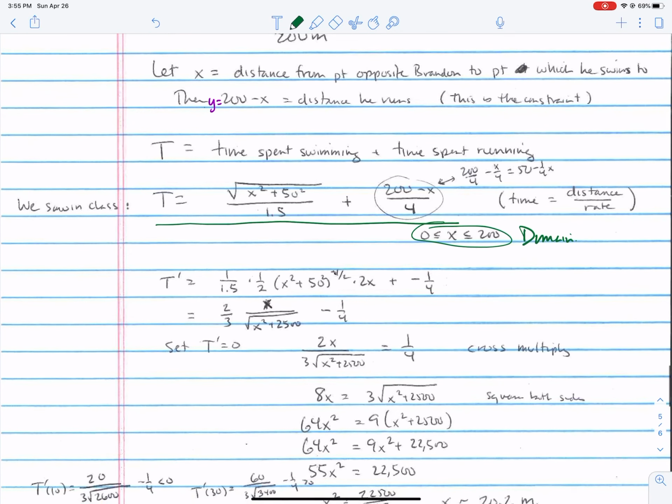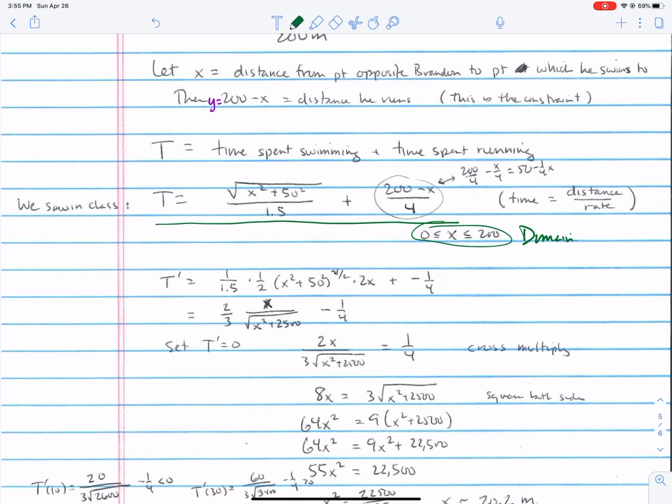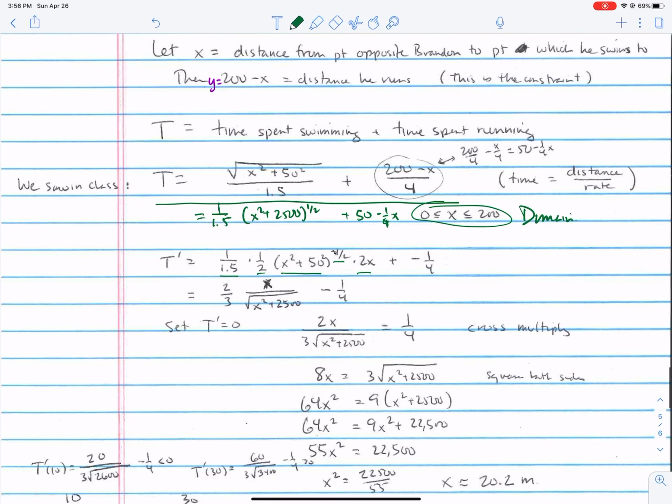And now I'm ready to use calculus. I'm going to use the chain rule to calculate the derivative here. So I'm going to rewrite this in order to calculate the derivative. And then I've noted up here that I could rewrite this as 50 minus 1/4 x just by separating the numerator out. And so if I take the derivative, I get 1 over 1.5 times, maybe I should write this instead as x squared plus 2500 to the 1/2 power. So then using the chain rule, the derivative is 1/2 times x squared plus 2500 to the negative 1/2 times the derivative of the inside part, 2x, and then the derivative of 50 minus 1/4 x is just negative 1/4.